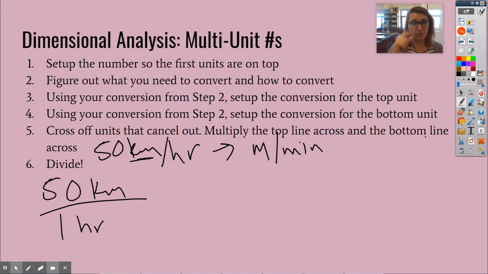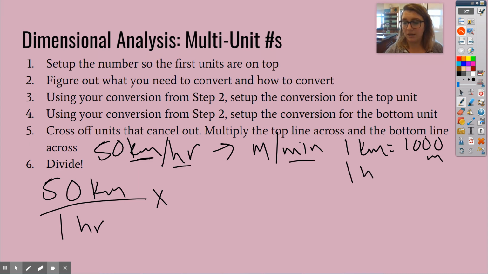Then you need to figure out what you need to convert and how to convert it. So the first thing we need to do, we want our units to cancel, is figure out how to convert kilometers to meters. So we know that 1 kilometer equals 1,000 meters. And we also know we need to go from hours to minutes, and we know that 1 hour equals 60 minutes. All right, so those are the conversions we're going to need here.